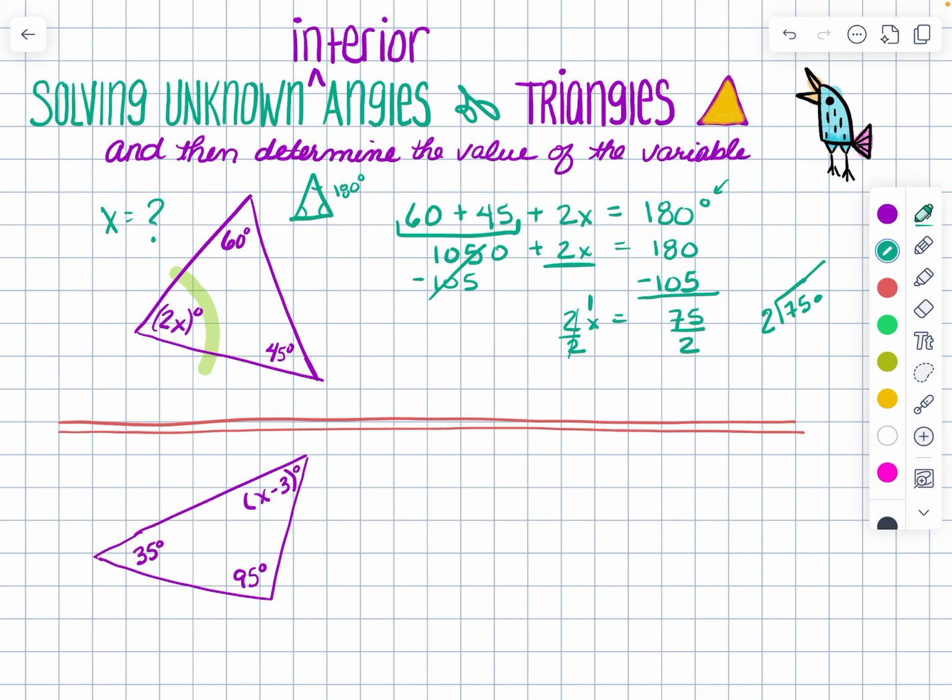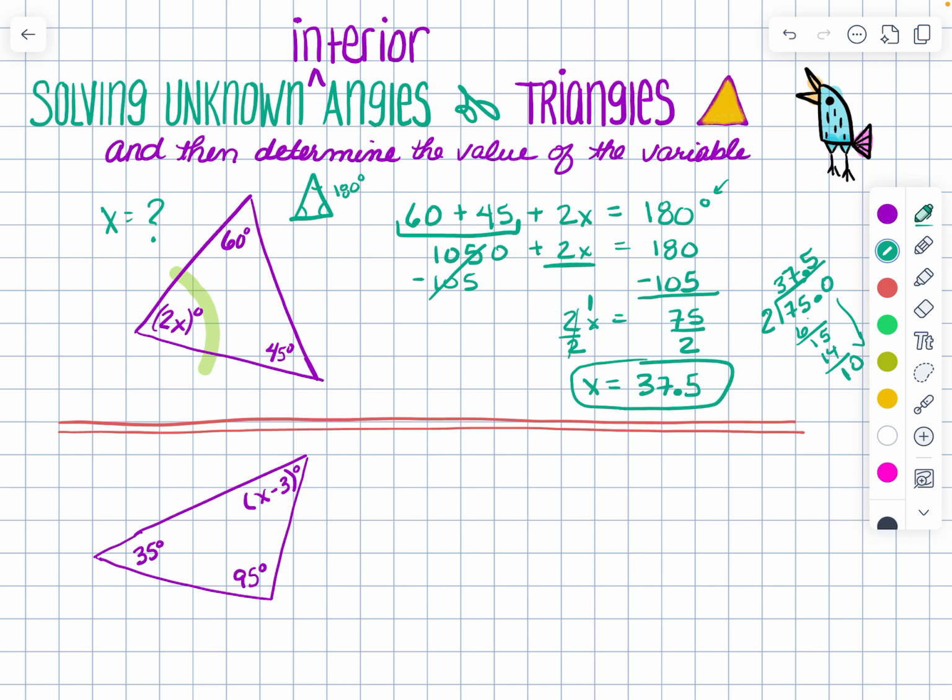I know it's going to be a decimal because 75 is odd and 2 is even. So 2 goes into 7 3 times. That's 6, and I got 15 left over. 2 goes into 15 7 times, which is 14. And I've got 1 left over, and then I'm going to add a 0, bring that down, pop up a decimal right there, and now we've got 2 goes into 10 5 times. So now we've solved for x. x is equal to 37.5, and that is our answer.